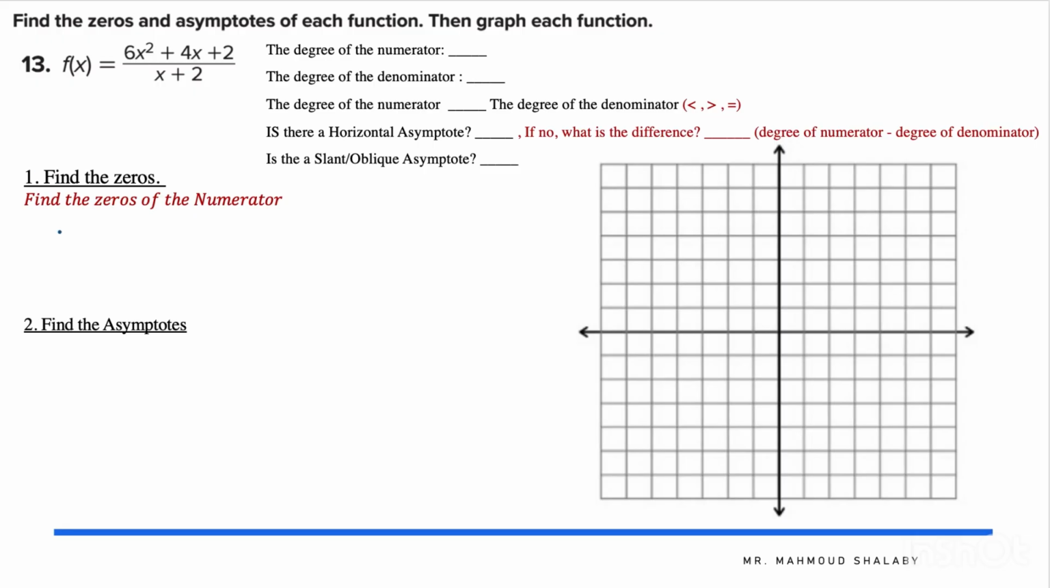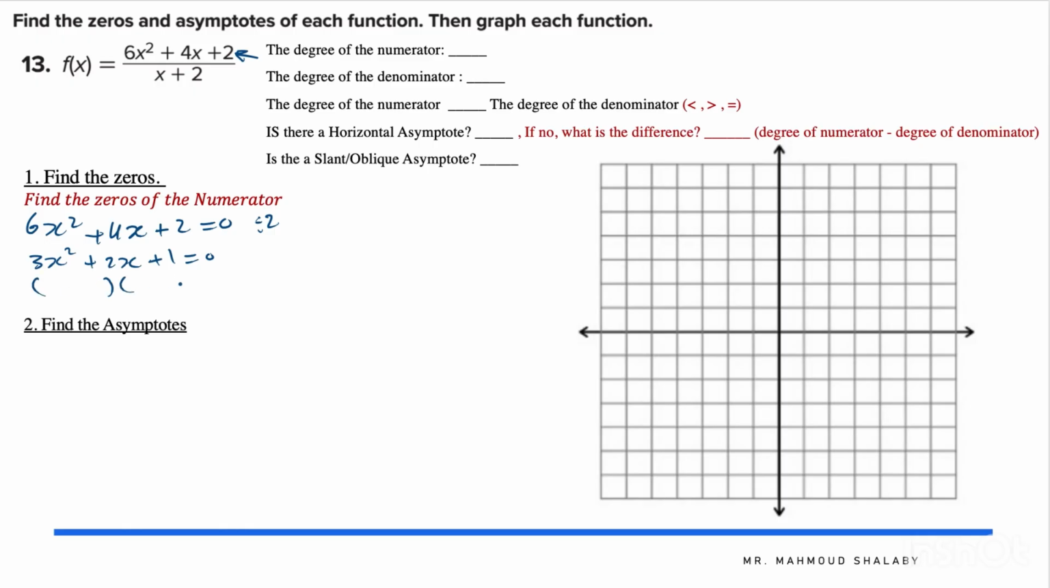Alright, Shabab, now have you found the zeros? First of all, to find the zeros of the function, we will go to the numerator and equate it to 0. So 6x to the power of 2 plus 4x plus 2, I will make it equal 0. Then you can use your calculator to factorize this, or you can do it manually like what I will do now. Divide everything by 2 because there is a common factor of 2. So it will be 3x to the power of 2 plus 2x plus 1 equals 0 after dividing all of the terms by 2.